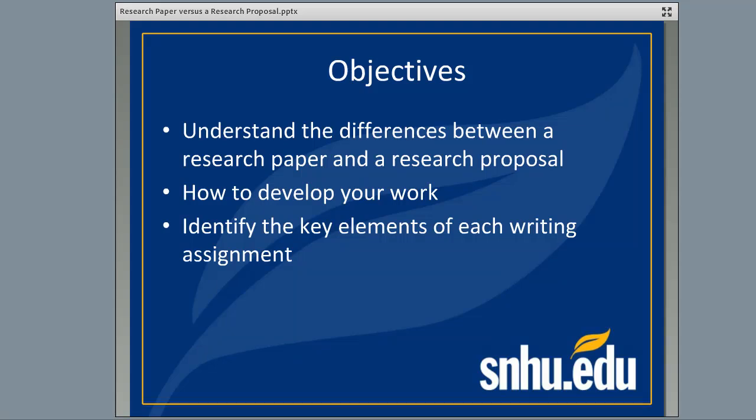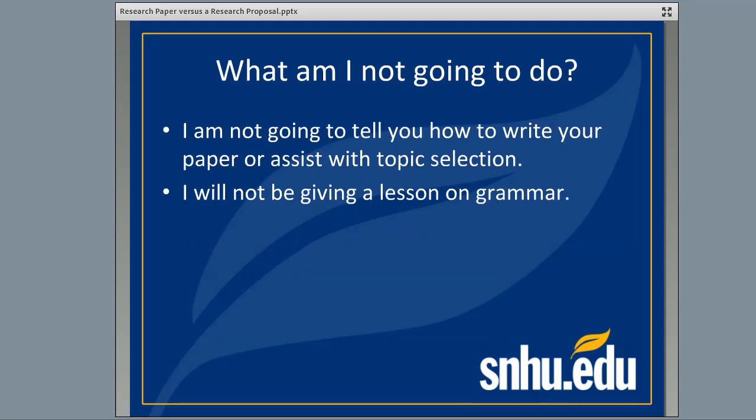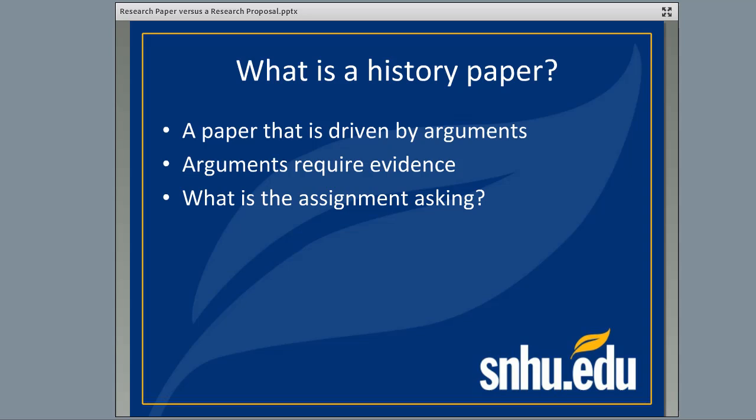You will focus on how to develop your work, and we will also identify the key elements of each writing assignment. Now, looking at objectives, we're also going to say what we're not going to do, and that's focusing on topic selection. If you have any questions on the topic for either the paper or the proposal, I would definitely encourage you to visit with your instructor because they can assist you. And we're also not going to be largely focusing on grammar. We're going to be focusing on the overall ideas of the paper and the proposal.